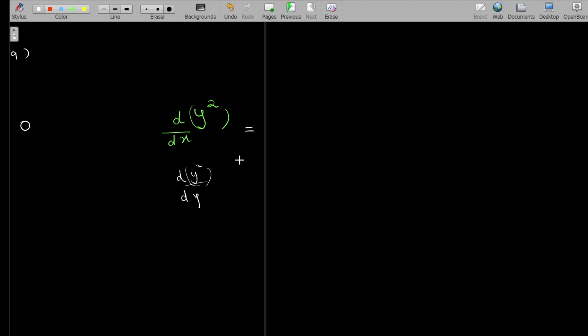Well, that would just be 2y, right? With respect to y. Okay, but right now this is not with respect to y, this is with respect to x. So you first differentiate it with respect to y, and then you differentiate it with respect to x, and that will be just dy over dx.